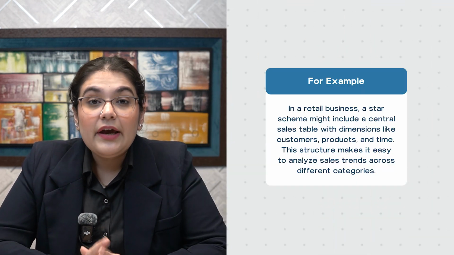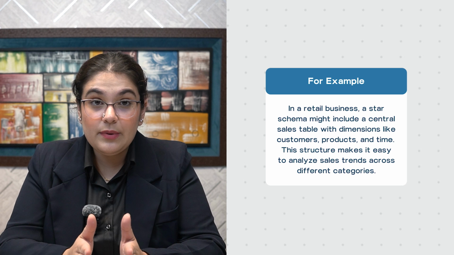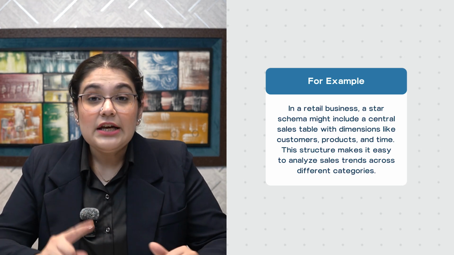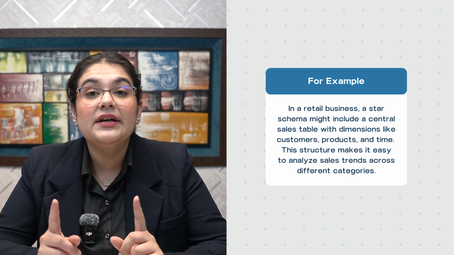For example, in a retail business, a star schema might include a central sales table with dimensions like customers, products, and time. This structure makes it easy to analyze sales trends across different categories.